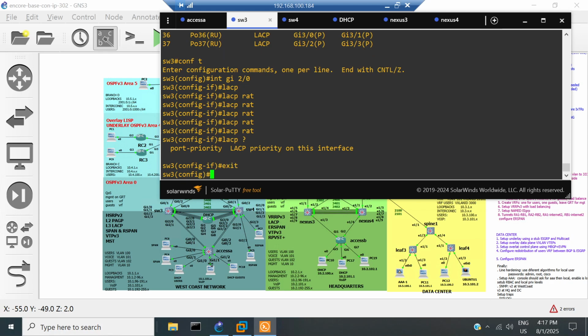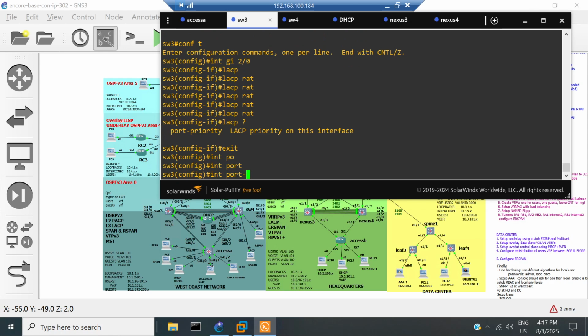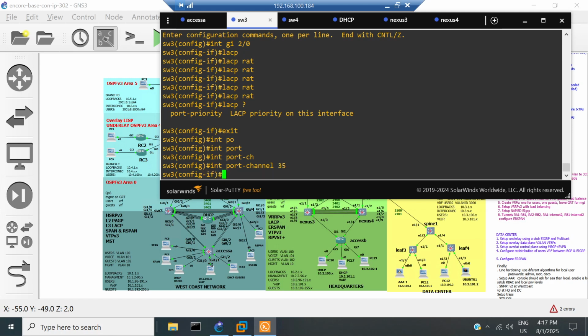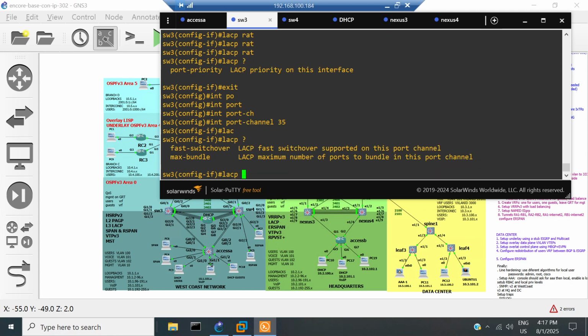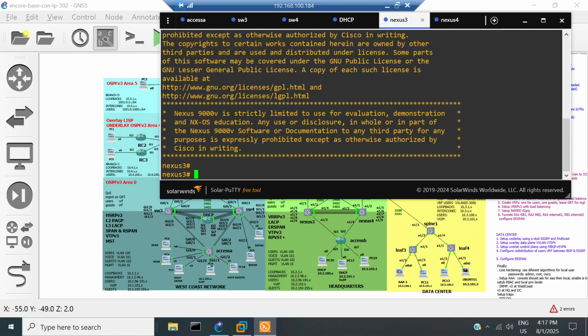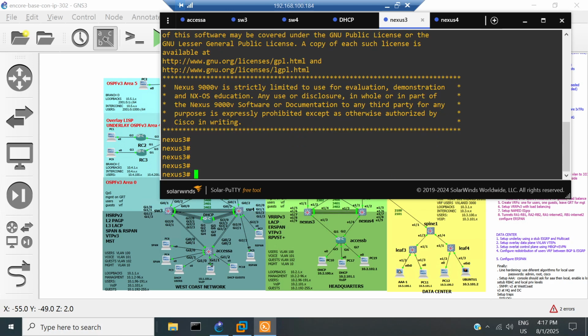Or for instance, if I wanted to enable max bundle or min links, I don't have min links here. So this implementation of LACP in these switches lacks min links and fast rate. So I'm going to do that here in this Nexus.